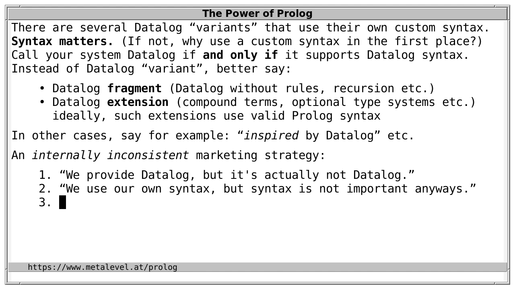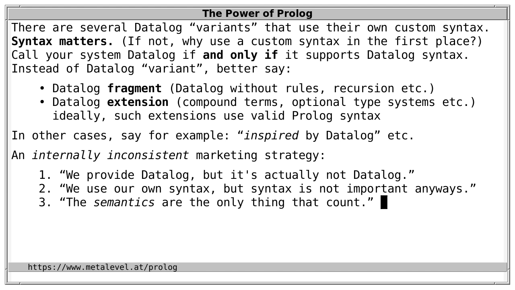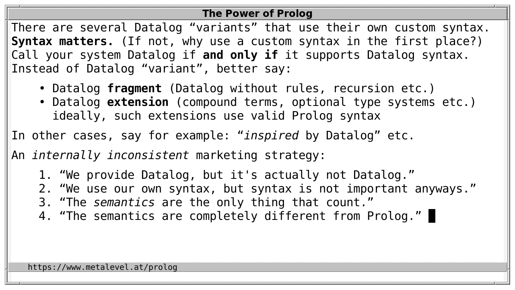So the marketing I've seen by some systems then states more or less the semantics are the only thing that count. And that may indeed be the case or not, but you can't then consistently also claim that the semantics are completely different from Prolog. Because if you care about semantics, then you know that the semantics of Datalog and Prolog are the same, or rather can be made the same with suitable design choices, such as choosing a complete search strategy in both cases. So many of these statements contradict each other already, and that makes the marketing strategy internally inconsistent.